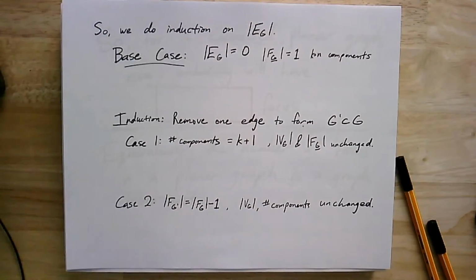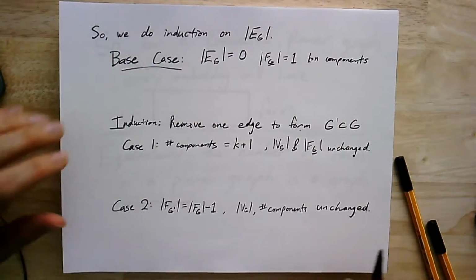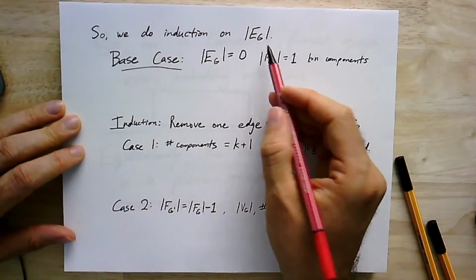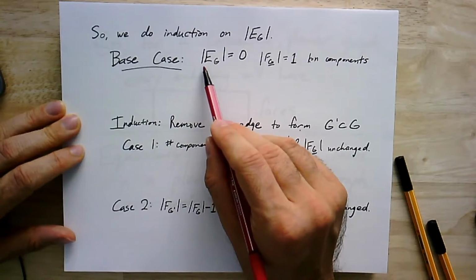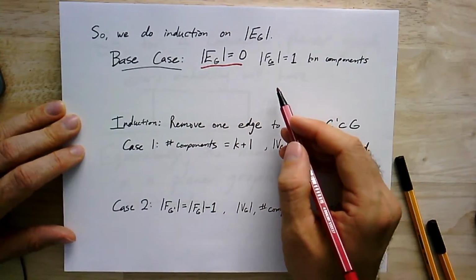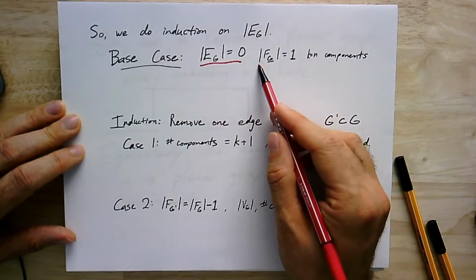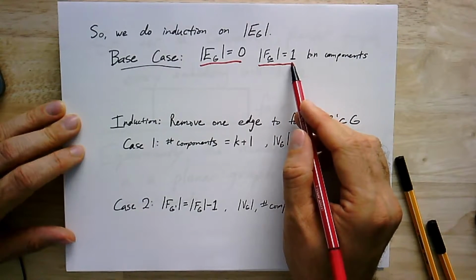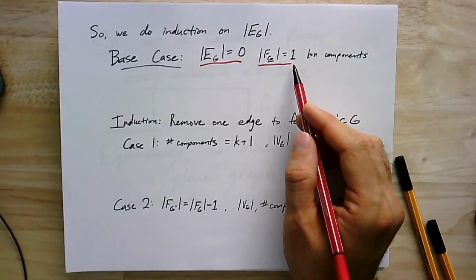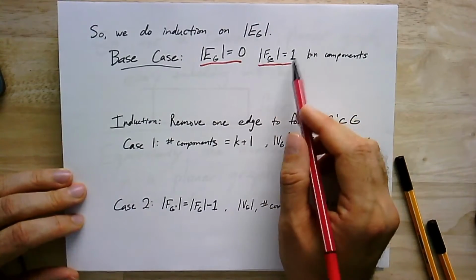So if those are the only two cases, we're going to do a little induction. The idea is to do induction on the number of edges. So the base case is when there's just no edges at all. In this case, there's only one face, right? Everything in the plane, other than the vertices, you can connect by a path.